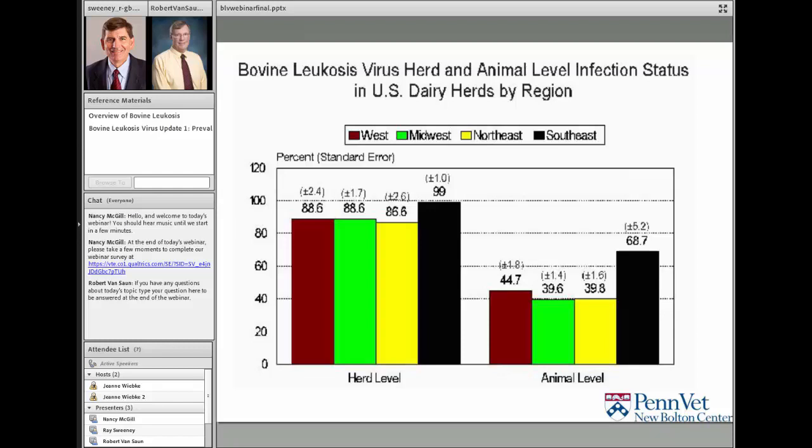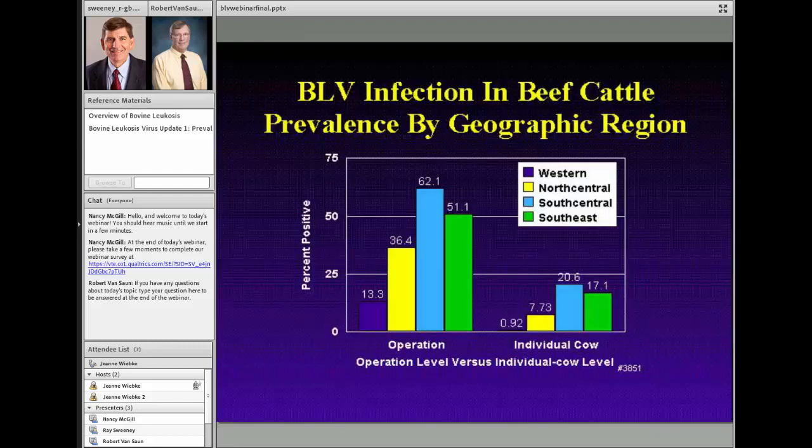And for beef, because they're raised a little bit differently, maybe less intensively, grouped together, spread out a little bit, the percentage is a little bit lower. About 50% of beef herds on average are infected.